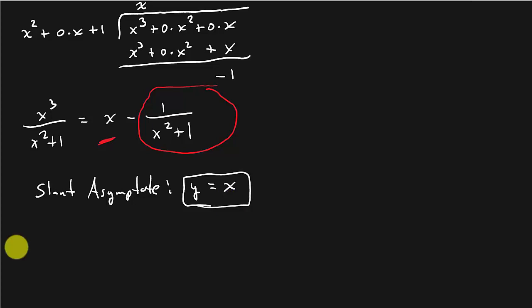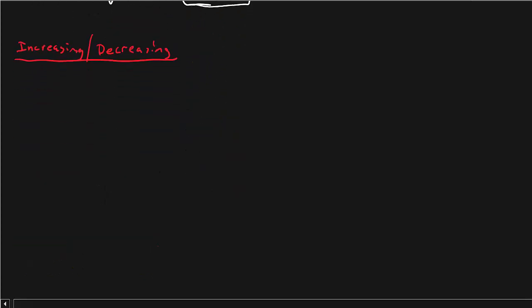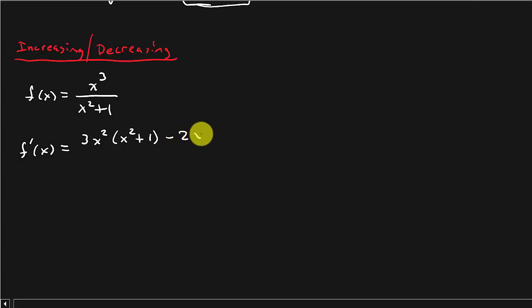All right, so now we have increasing, decreasing. All right, so we need the first derivative, so let's write the function down. F of x is x cubed over x squared plus 1. So the first derivative, that is the quotient rule, so derivative of the numerator times the denominator minus the derivative of the denominator times the numerator. And that's all over the denominator squared.